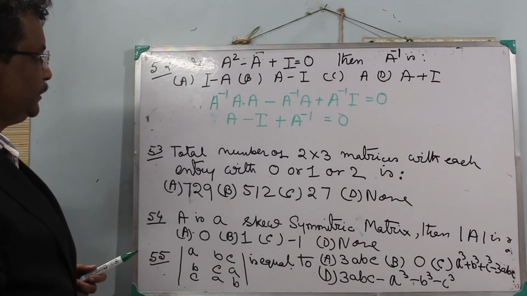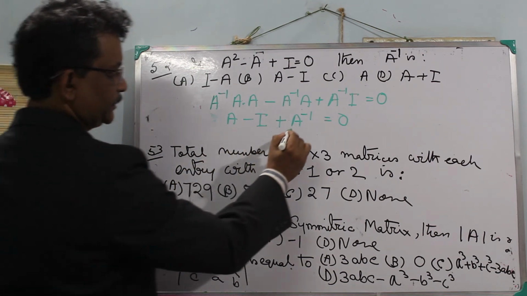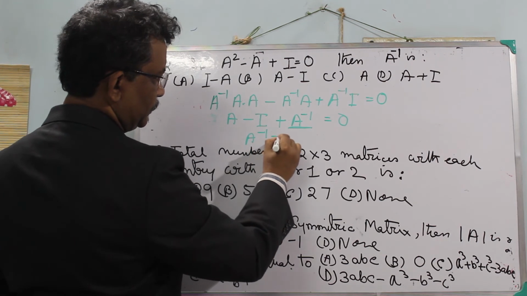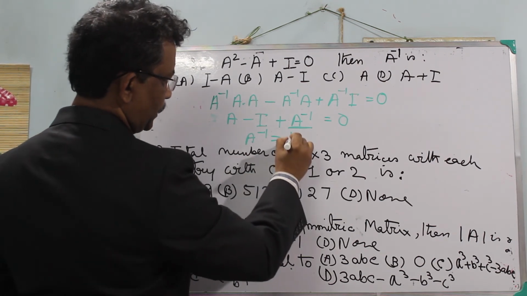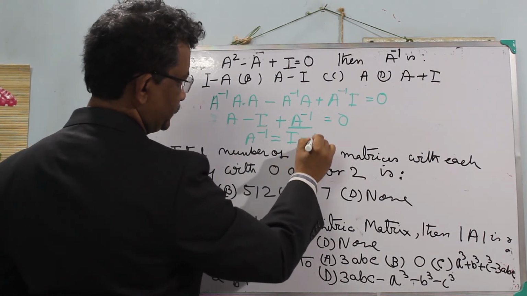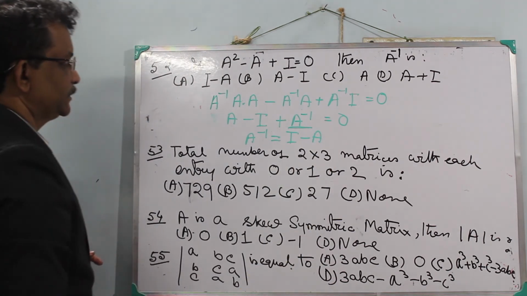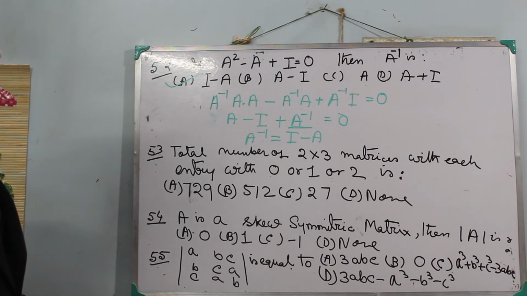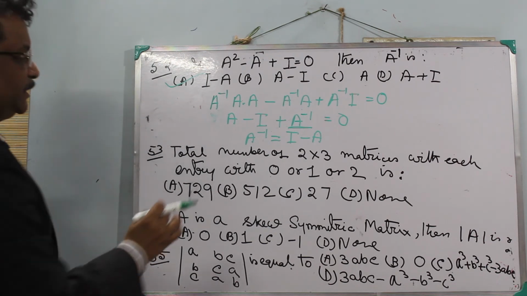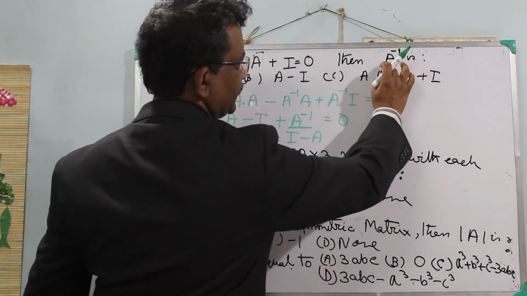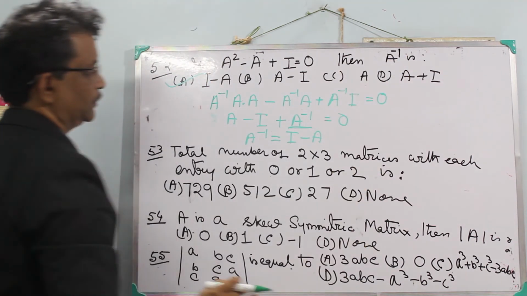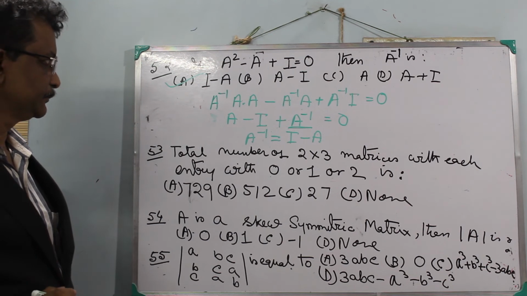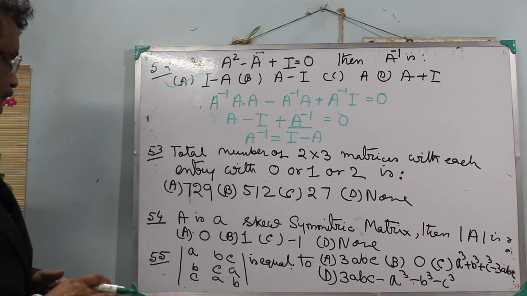So A inverse, this is A inverse. So A inverse equal to I minus A. So the correct answer is here. Okay, there is a mistake, you correct it. It is A inverse, then A inverse equal to I minus A. Clear?